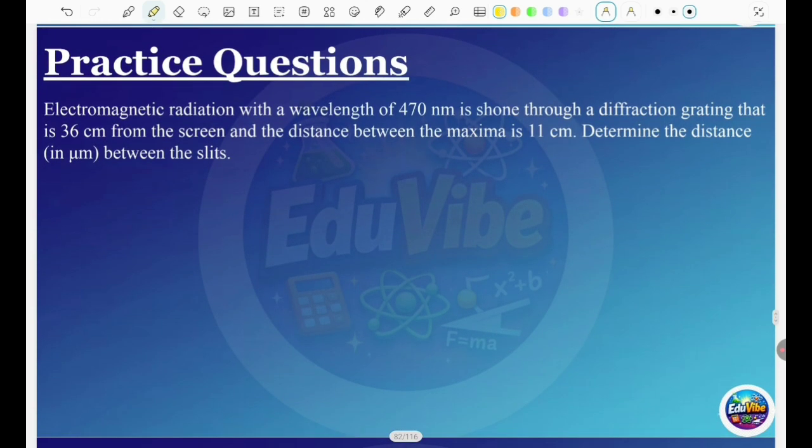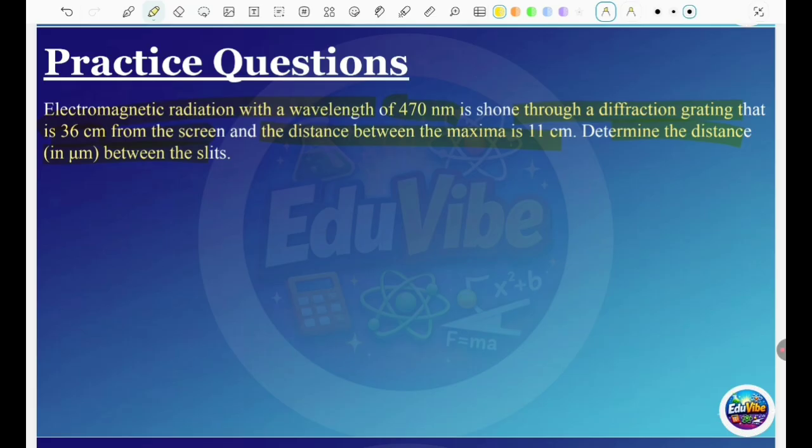We have another question to cover. The question says, a light radiation with a wavelength of 470 nanometers is shone through a diffraction grating that is 36 centimeters from a screen, and the distance between the maxima is 11 centimeters. Determine the distance in meters between the slits. So the conversion questions can be done.